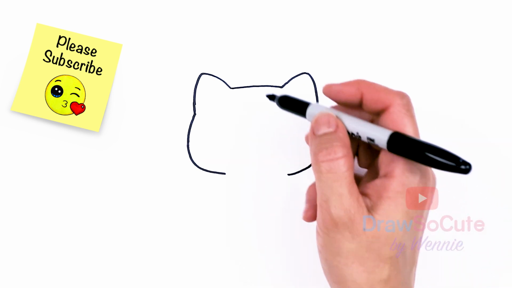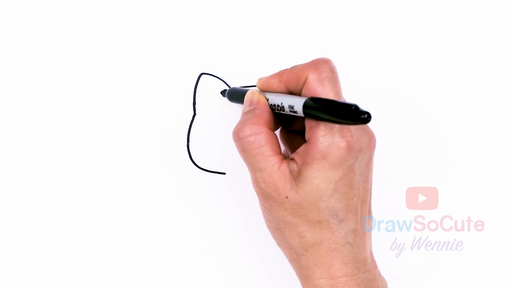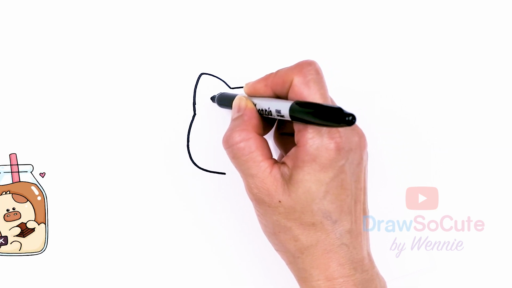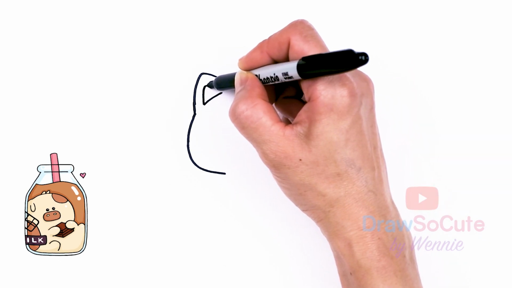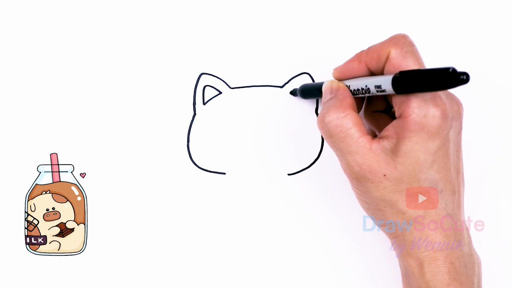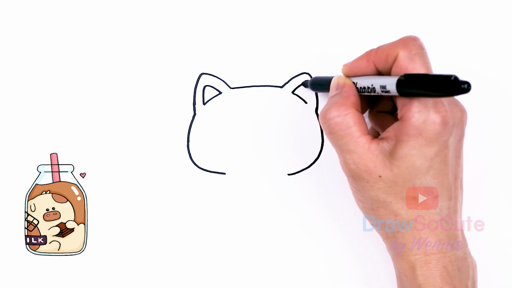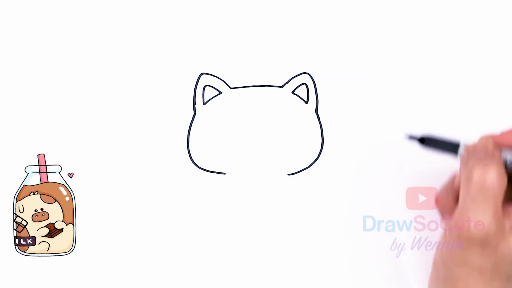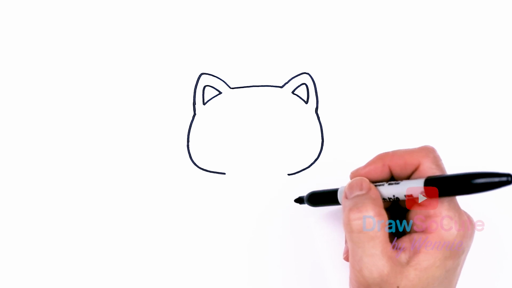So now that I have that, let's come over here. Just imagining this is connected. We're going to come in about right here and draw a little curve so we can draw the inside of our ears. So same thing here. There. And then let's go ahead and bring this super cute cat to life.